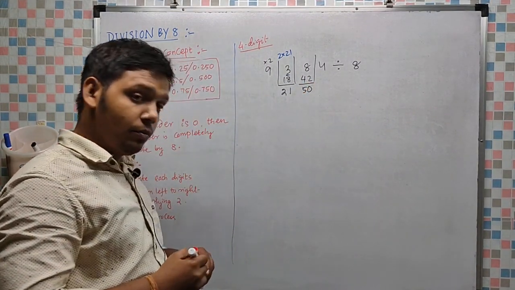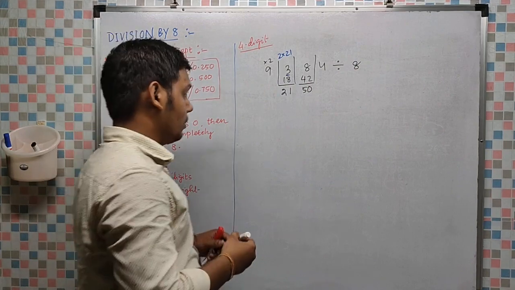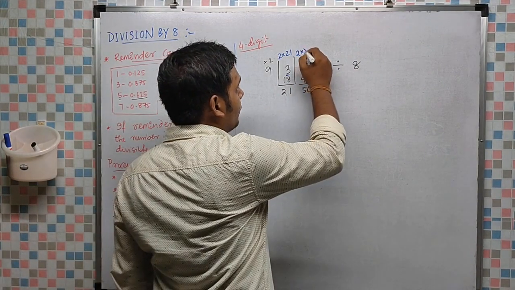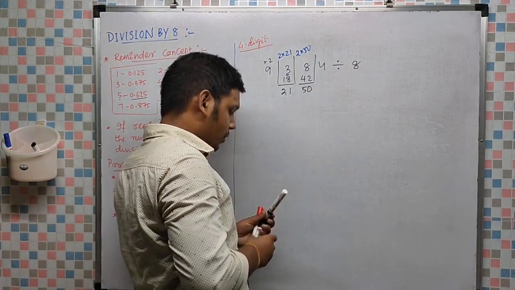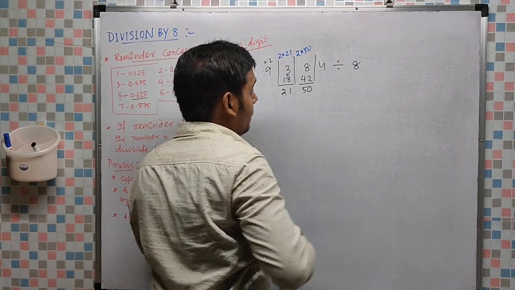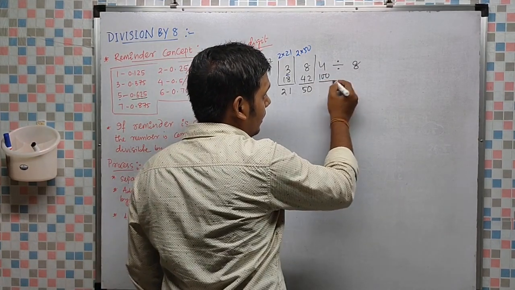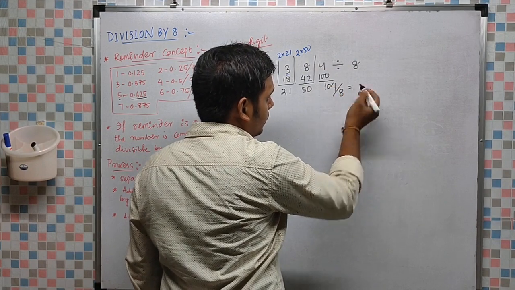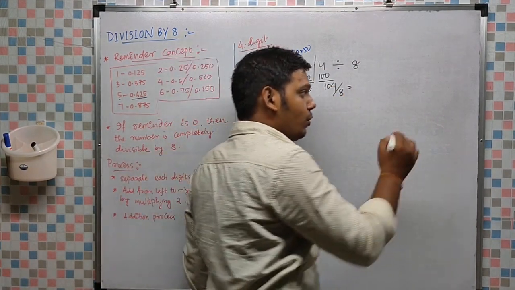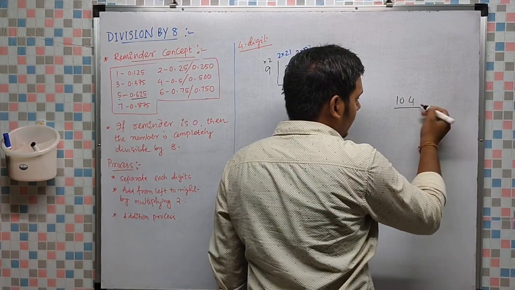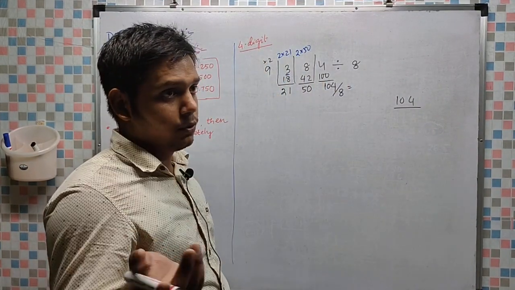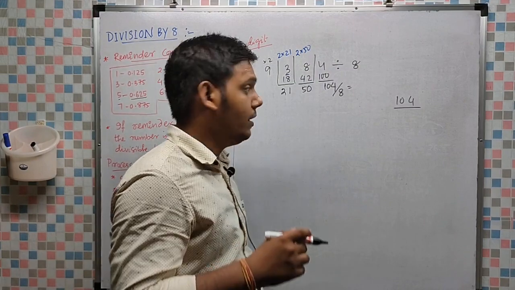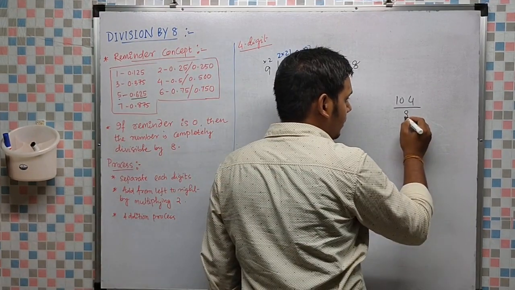Now what I have to do? 2 into 50, that means 100. So here 100, that means 104 divided by 8. So how much will it be? Let us do 104 divided by 8. If anyone knows up to the 25 table, then they can do it easily. The answer will come 13 only.